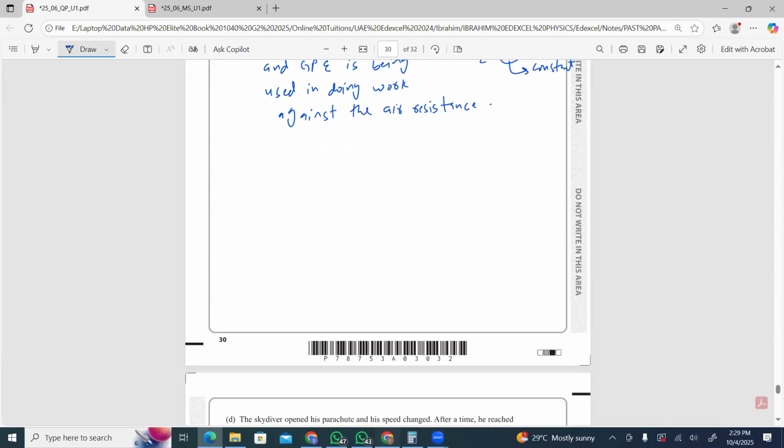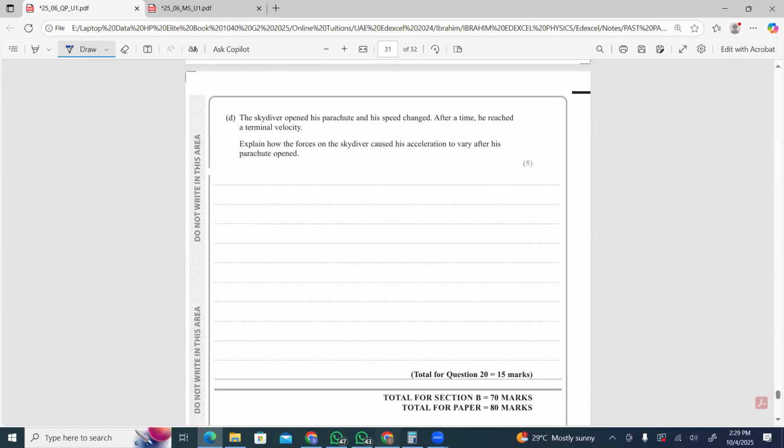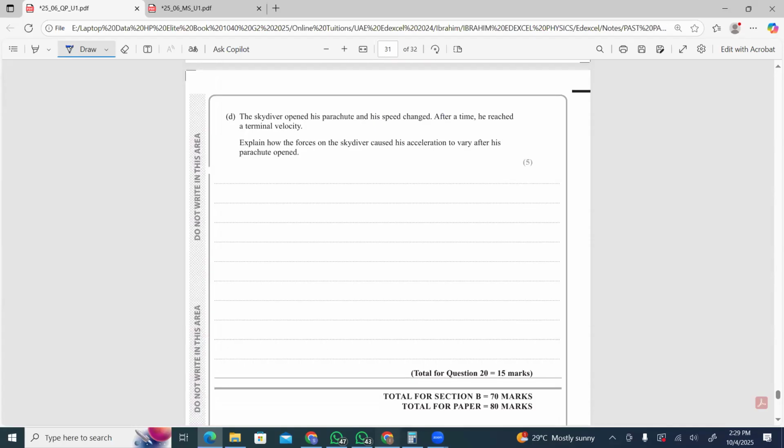So that is the end of your... Oh, we have the D part as well. Oh, 5 marker. The skydiver opened his parachute and his speed changed. After a time, he reached a terminal velocity again. Explain how the forces on the skydiver caused his acceleration to vary after his parachute opened.